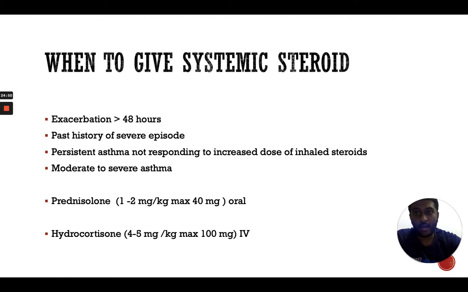Okay, exacerbation for more than 48 hours, past history of severe episodes, persistent asthma not responding to increased dose of inhaled steroids, and moderate to severe asthma. Okay, all of these patients need steroid. This means essentially everyone you will see in our ED coming for exacerbation might need steroids. Okay, the dosage is prednisolone 1 to 2 mg per kg, maximum is 40 mg oral, and hydrocortisone can be used in a patient who is very unwell and requiring IV.